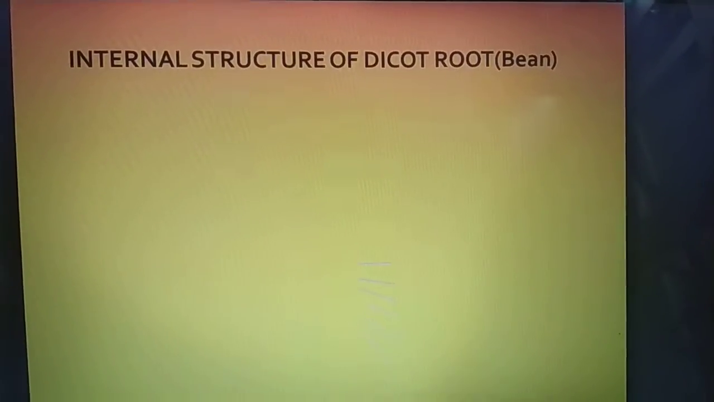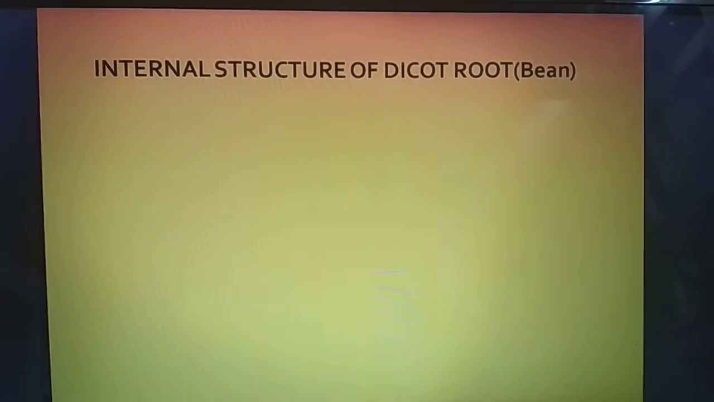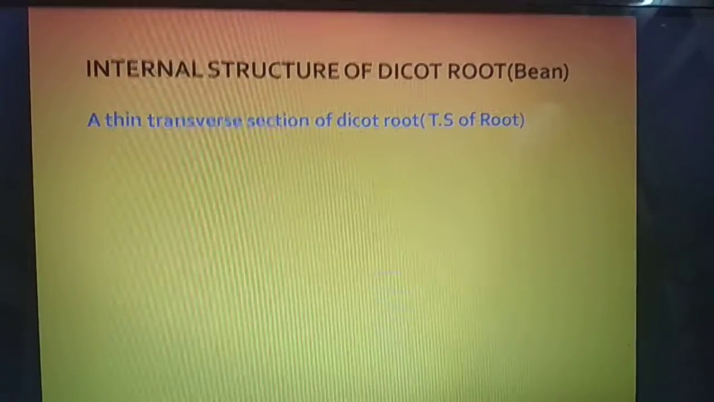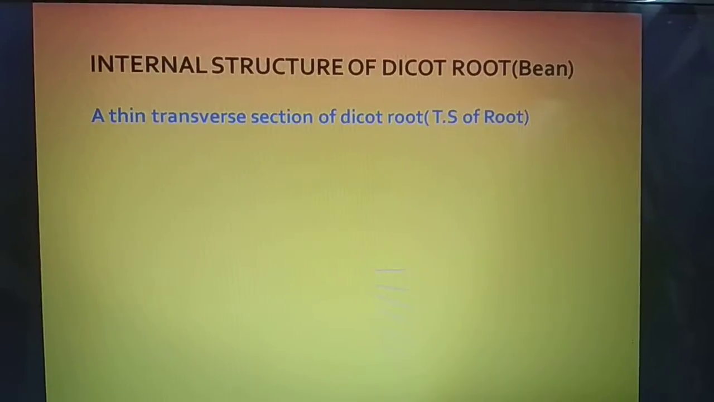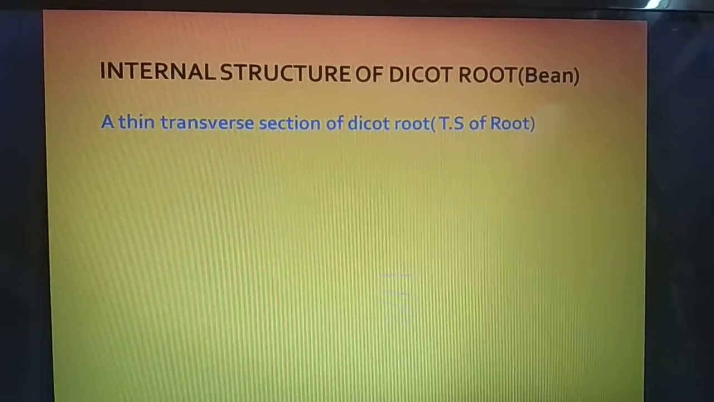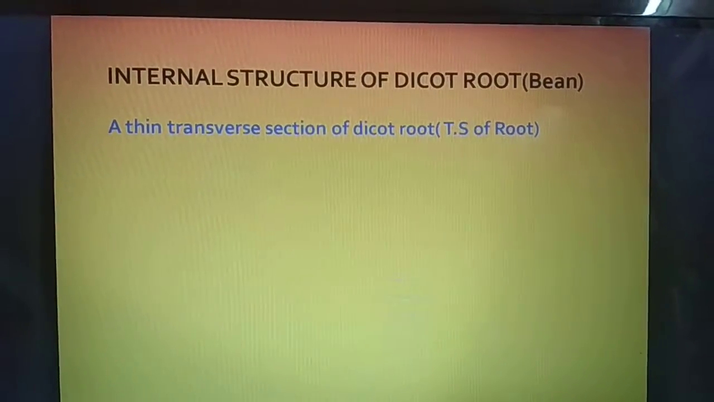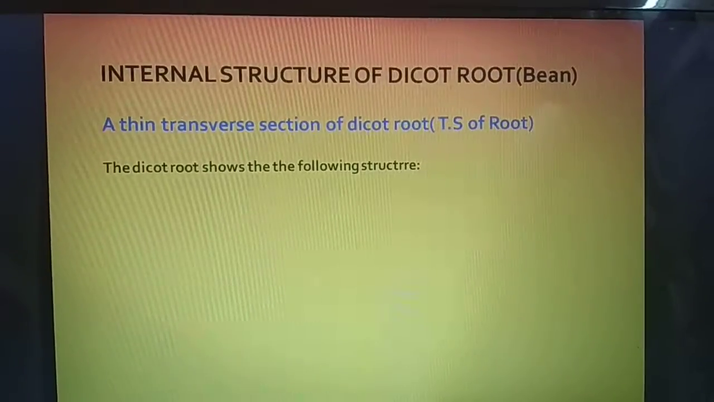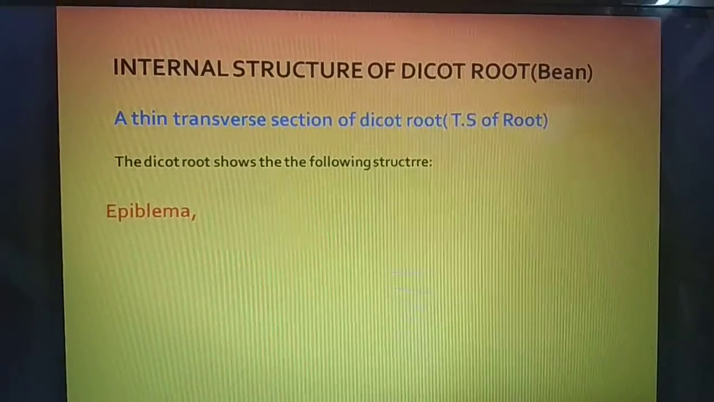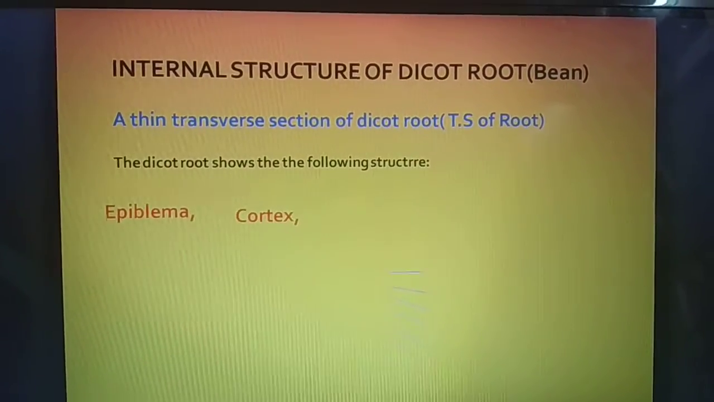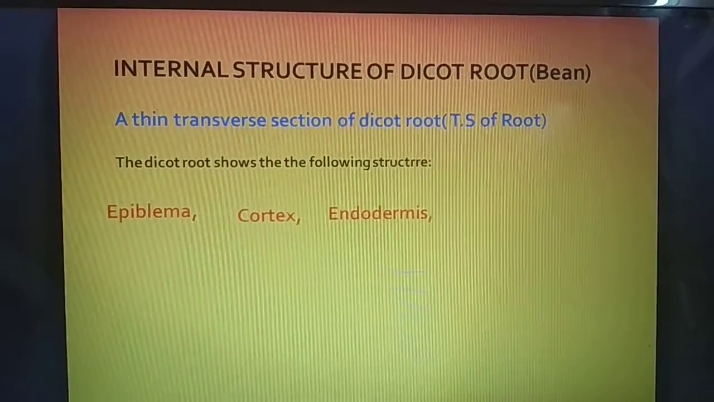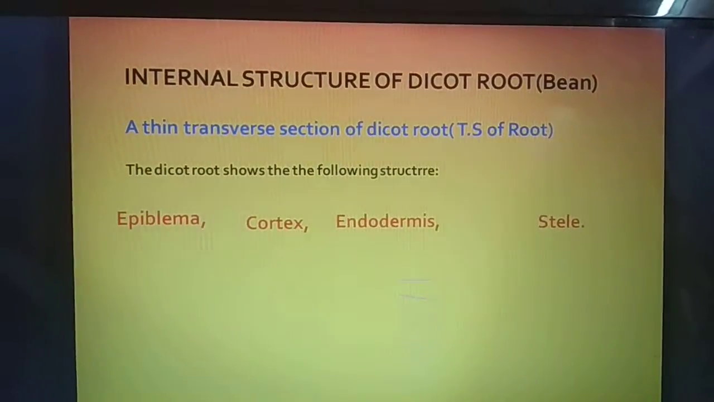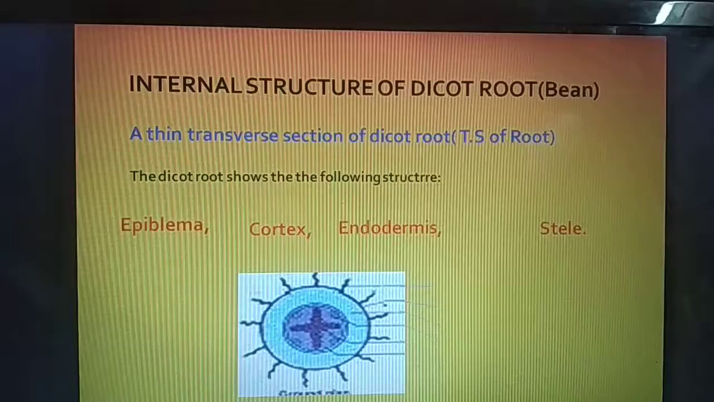Good morning students. Today we are going to see the internal structure of a dicot root, bean plant. A thin transverse section of dicot root, TS of root. The dicot root shows the following structures: epiblema, cortex, endodermis, stele. First, ground plan.